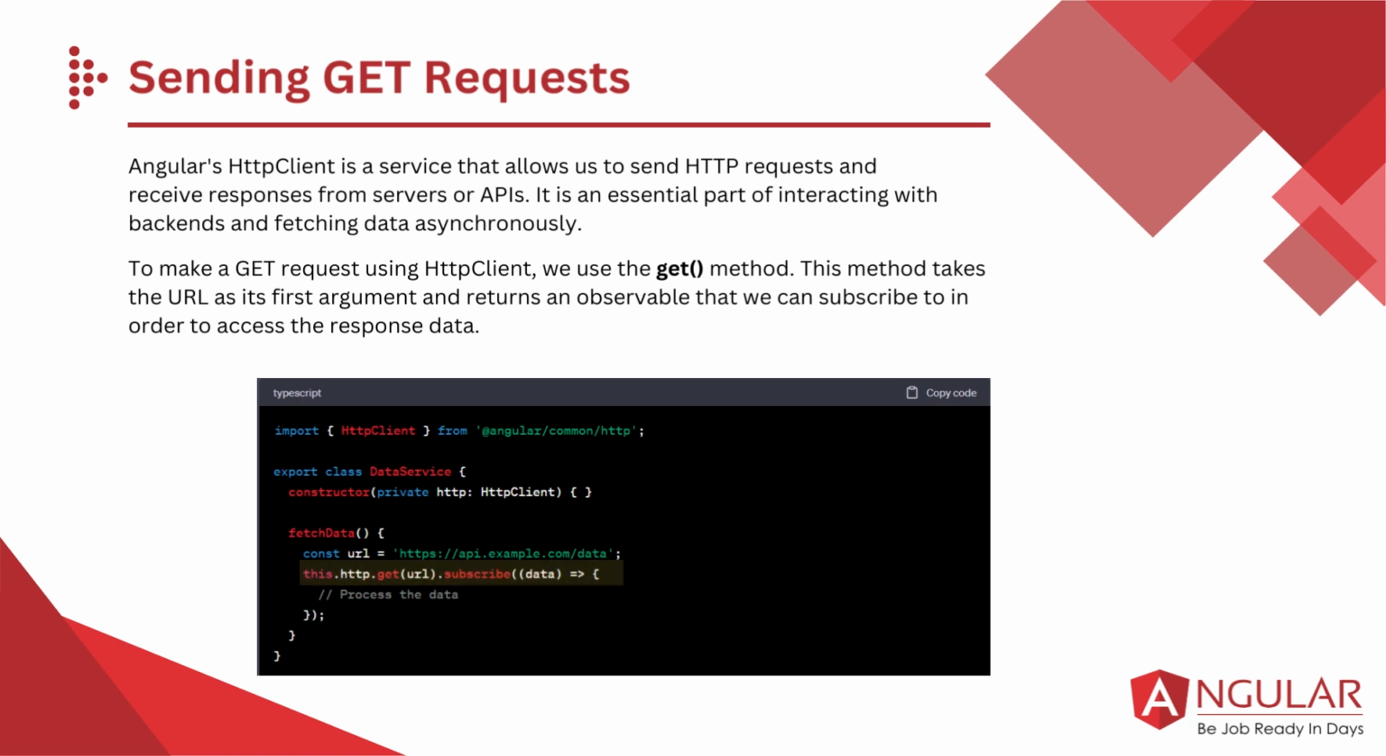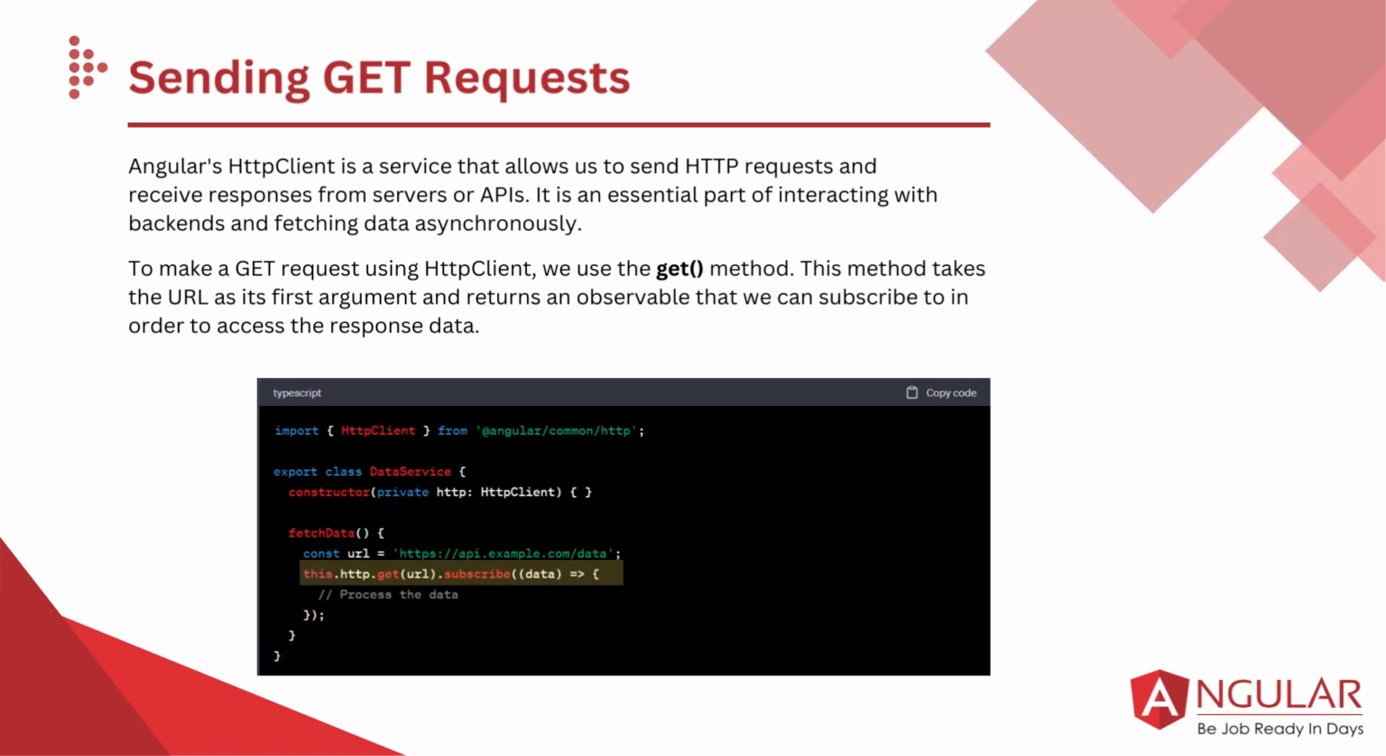2. Sending GET requests. To make a GET request using HTTP client, we use the GET method. This method takes the URL as its first argument and returns an observable that we can subscribe to in order to access the response data.